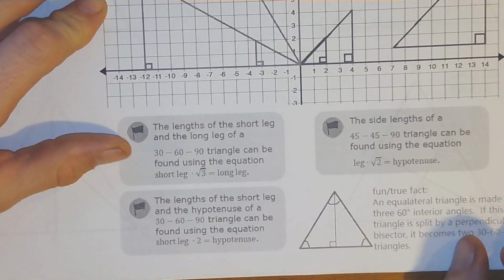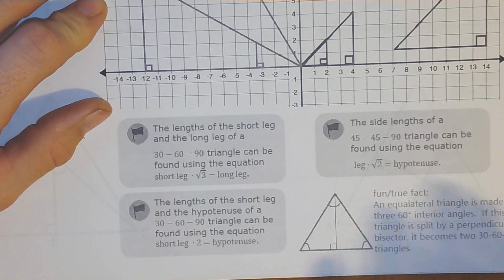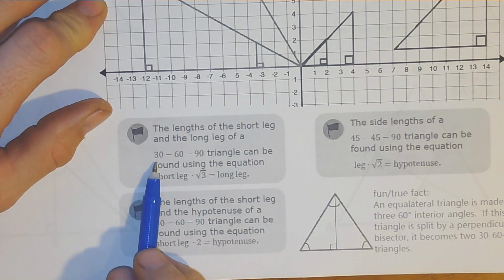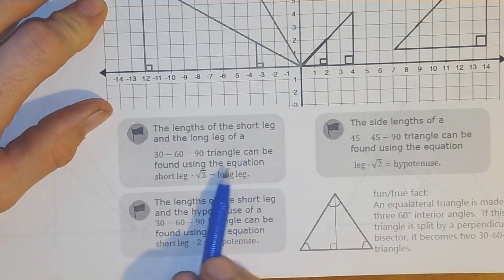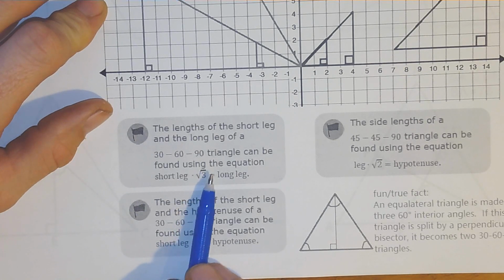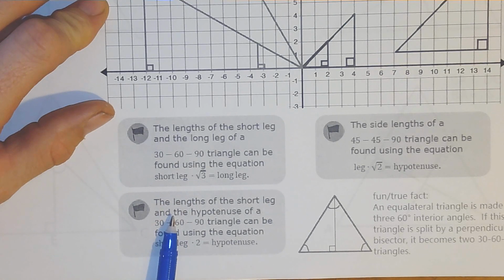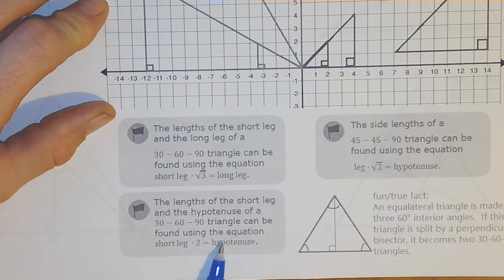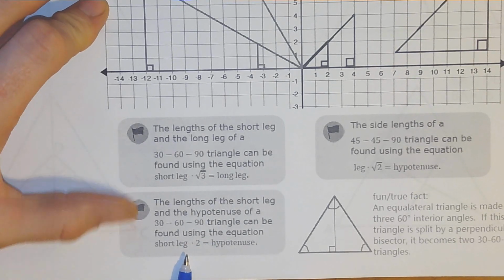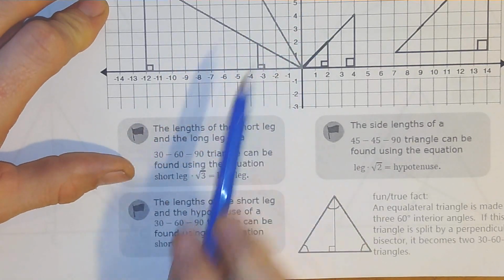And here are some rules of thumb. 30, 60, 90 triangles can be found using a simple equation. The short side is the square root of 3 times the long side, and the lengths of the short leg and the long side of the hypotenuse of a 30, 60, 90 can be found using the equation. The short leg is 2 times the hypotenuse. Right, that sounds like a bunch of gobbledygook, but maybe we'll see that with some examples.